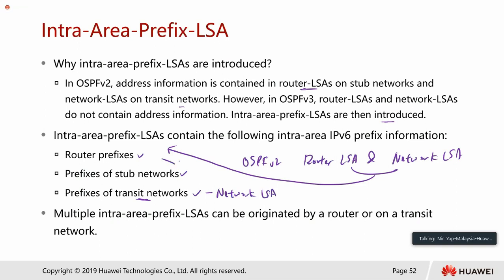Okay, and this two is inside your router LSA. But now they'll combine every single thing they share inside the intra-area prefix LSA. Multiple intra-area prefix LSAs can be originated by a router or on a transit network. So that means they can create multiple intra-area prefix LSAs to announce what is on the stub and what is on the transit.